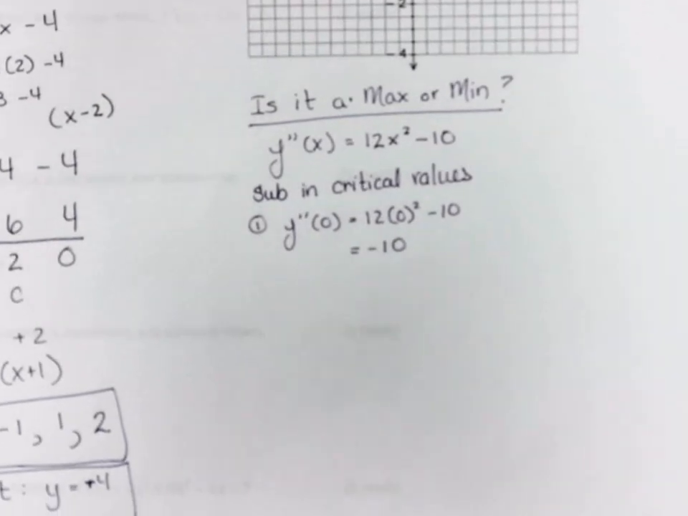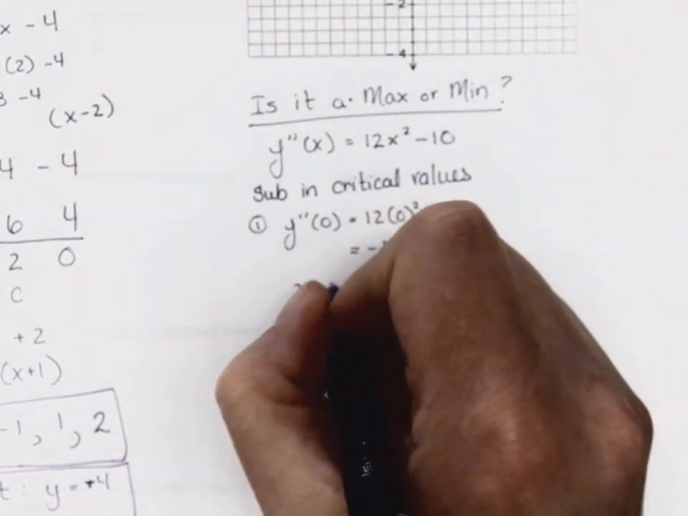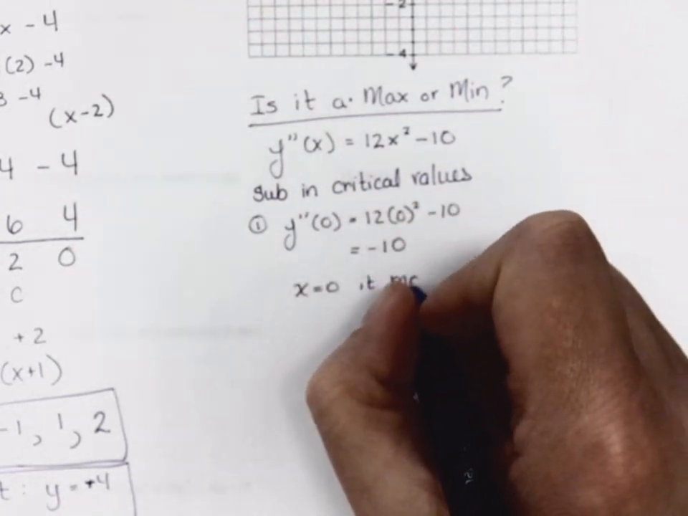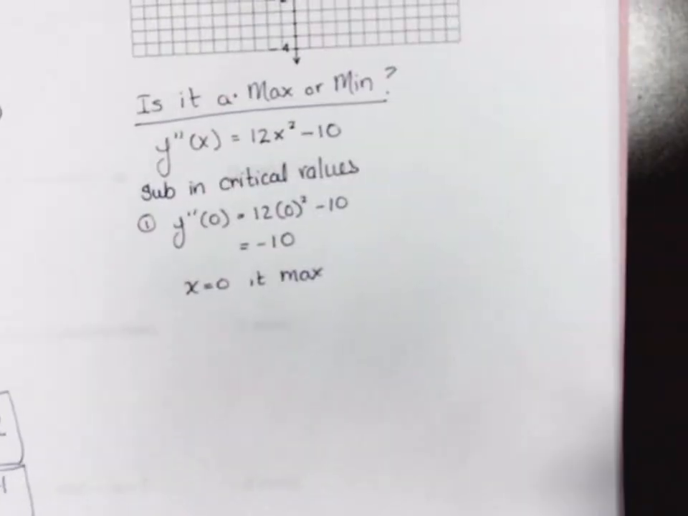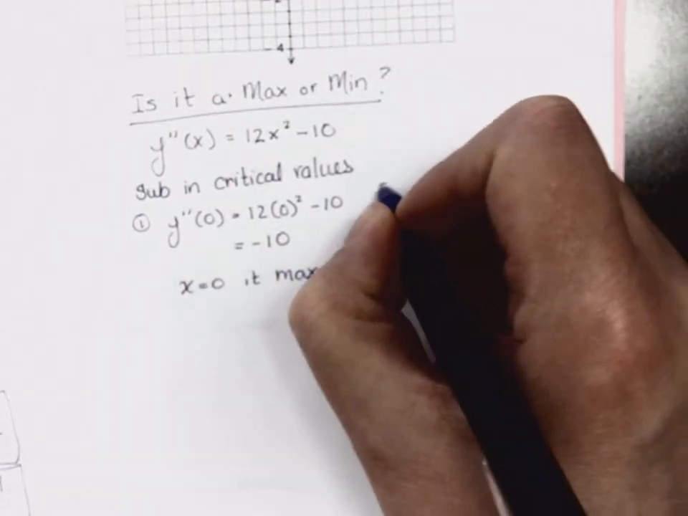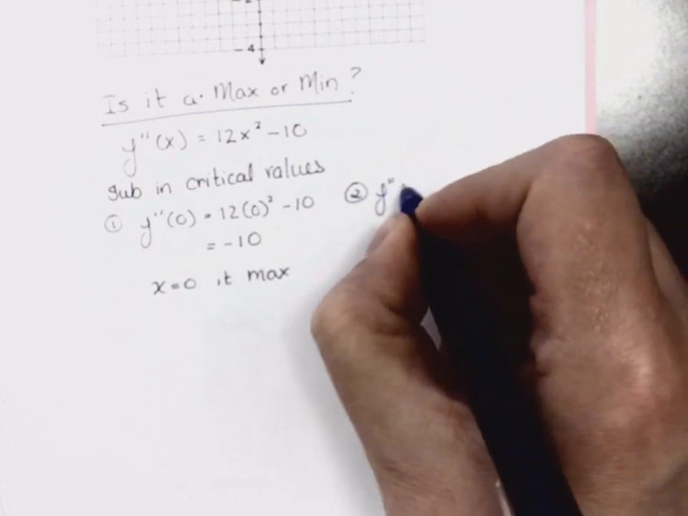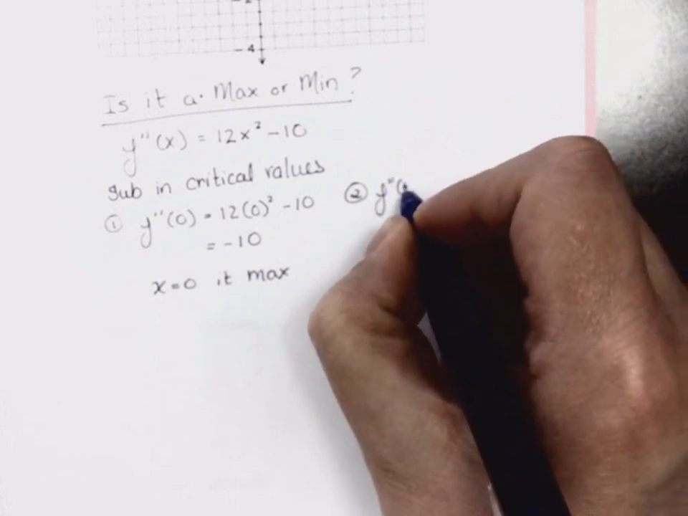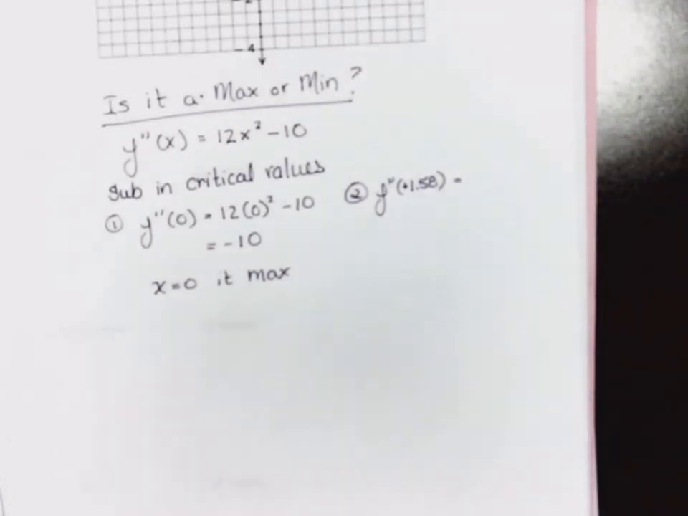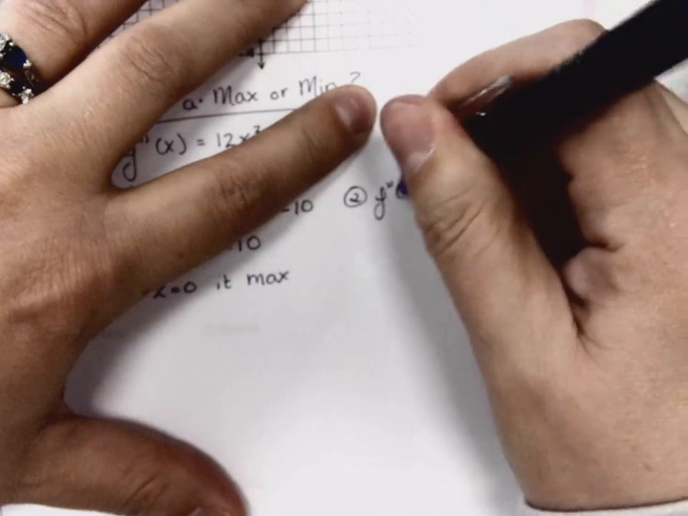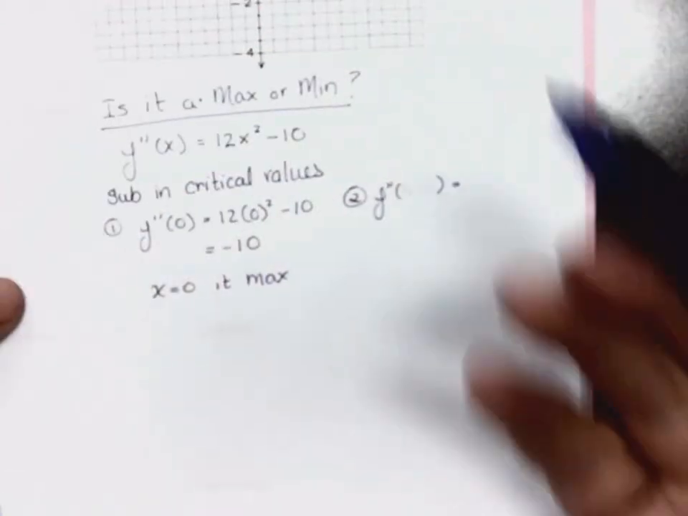So we know that at 0, it's going to be a maximum, right? Because we get that negative 10. Remember that the second derivative rules are opposite to what you think they are. So then we're going to go for the second one. I'll do the positive 1.58 first. Or I guess, you know what? I could probably use the actual root, because there's a squared in there, and that will save me some time.